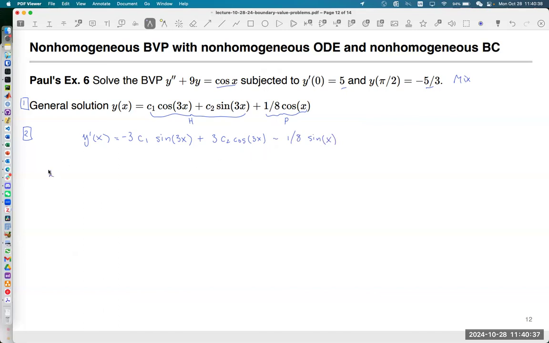So let's look at the left boundary condition. We have y prime of 0 is equal to 5. So I substitute everything here as 0. So minus 3 C1 sine of 0 plus 3 C2 cosine of 0 minus 1/8 sine of 0. Sine of 0 is 0. Cosine of 0 is 1. So we have 5 is equal to 3 C2. And therefore C2 is equal to 5 divided by 3.